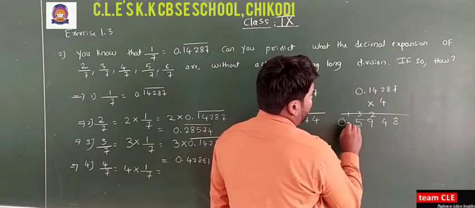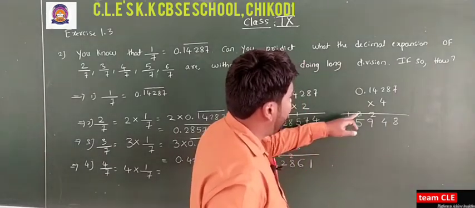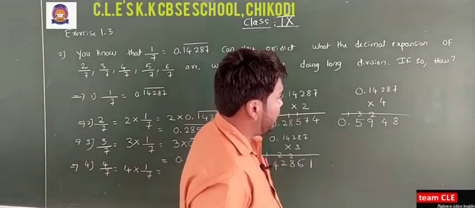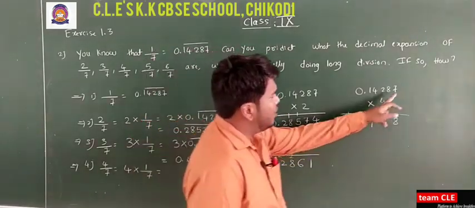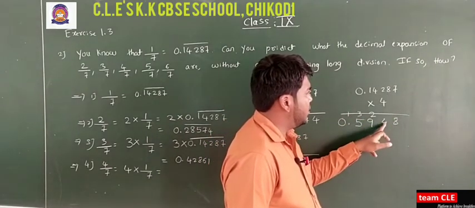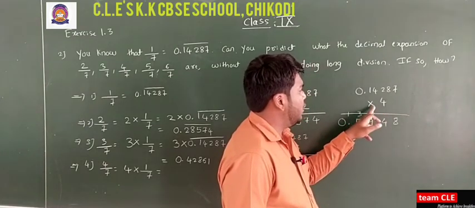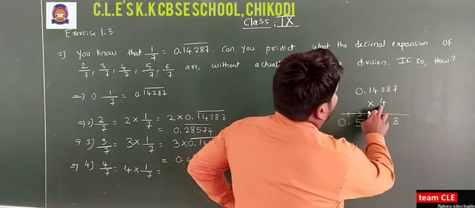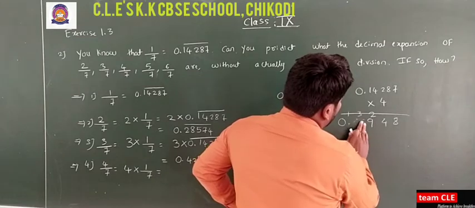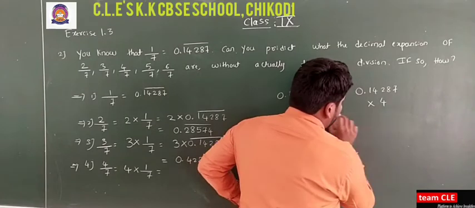Once again here: 4 sevens are 28, 2 carry, 4 eights are 32, 32 plus 2 is 34, 3 carry, 4 twos are 8, 8 plus 3 is 13. Once again you can do this multiplication, sorry for this one.